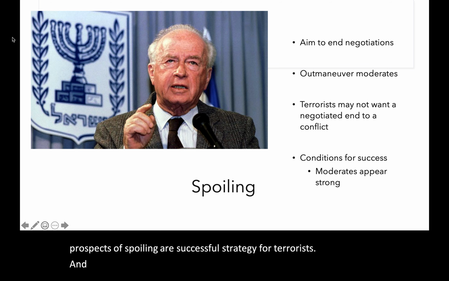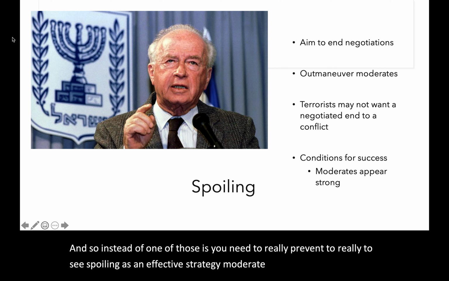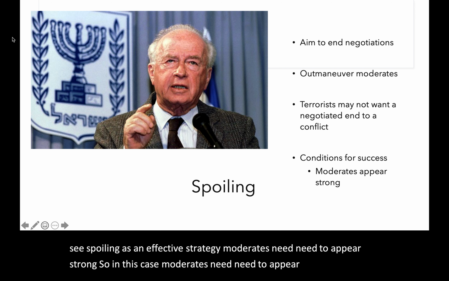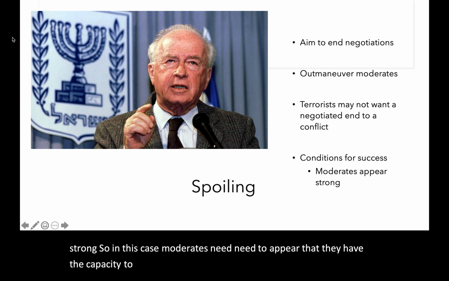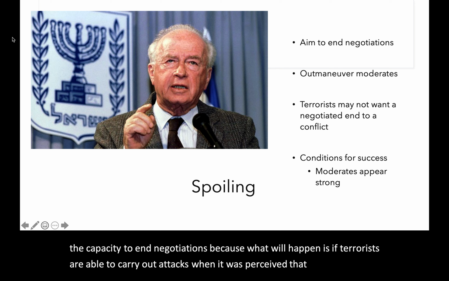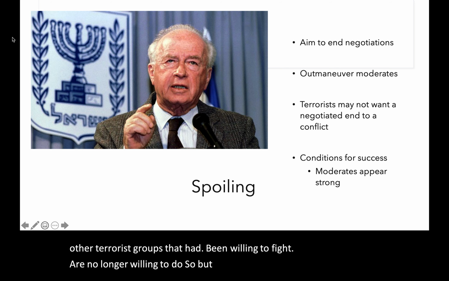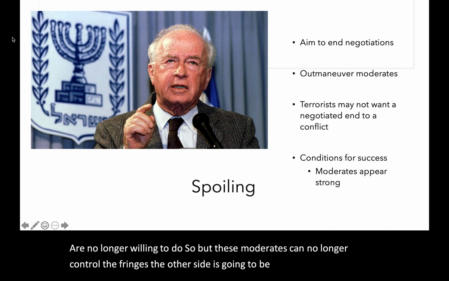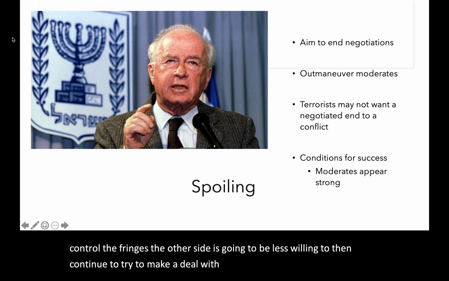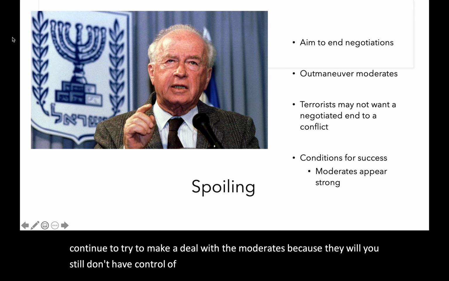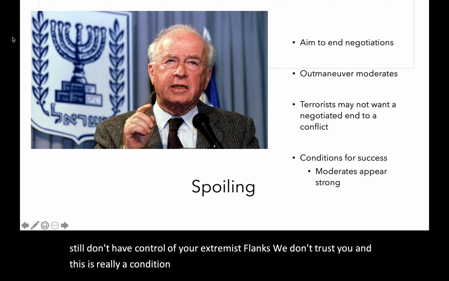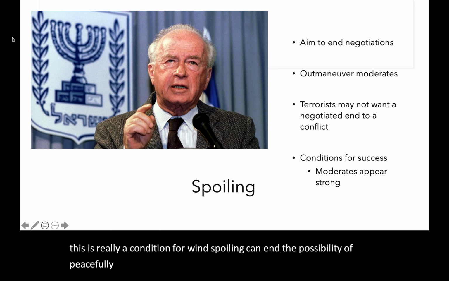And so one of those is to really prevent spoiling, to see spoiling as an effective strategy. Moderates need to appear strong. So in this case, moderates need to appear that they have the capacity to end negotiations, because what will happen is if terrorists are able to carry out attacks when it was perceived that moderates or other terrorist groups that had been willing to fight are no longer willing to do so, but these moderates can no longer control the fringes, the other side is going to be less willing to then continue to try to make a deal with the moderates, because they will say, you still don't have control of your extremist flanks, we don't trust you, and this is really a condition for when spoiling can end the possibility of peacefully ending negotiations.